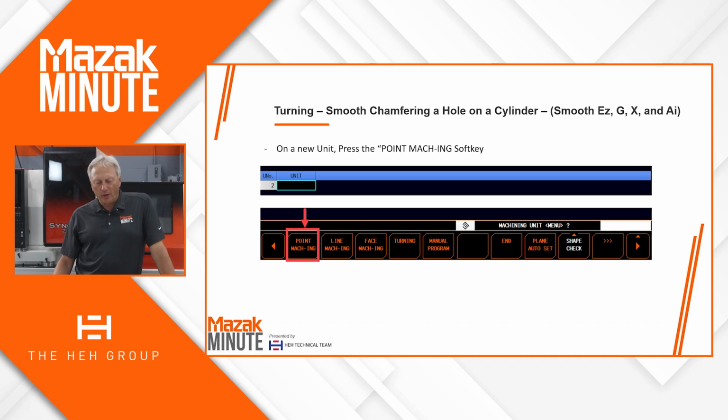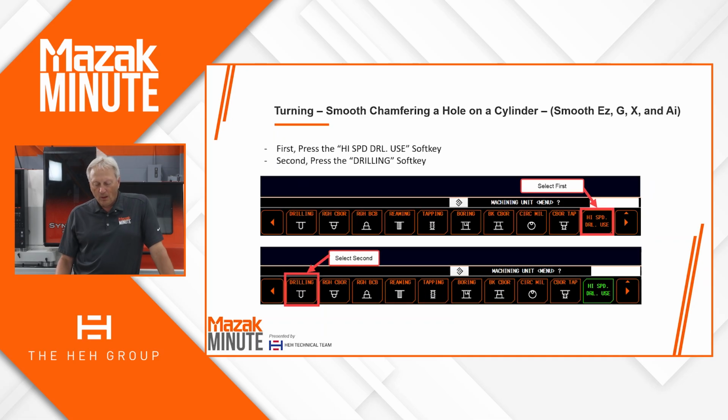To get started, we're going to start with a blank unit. We're going to hit point machining. From point machining, if you look over on the first set of soft keys, press high speed drill use. This is going to allow the drill to drill first and then have us come with a chamfer tool as a second tool. So high-speed drill use first, then we're going to select drilling.